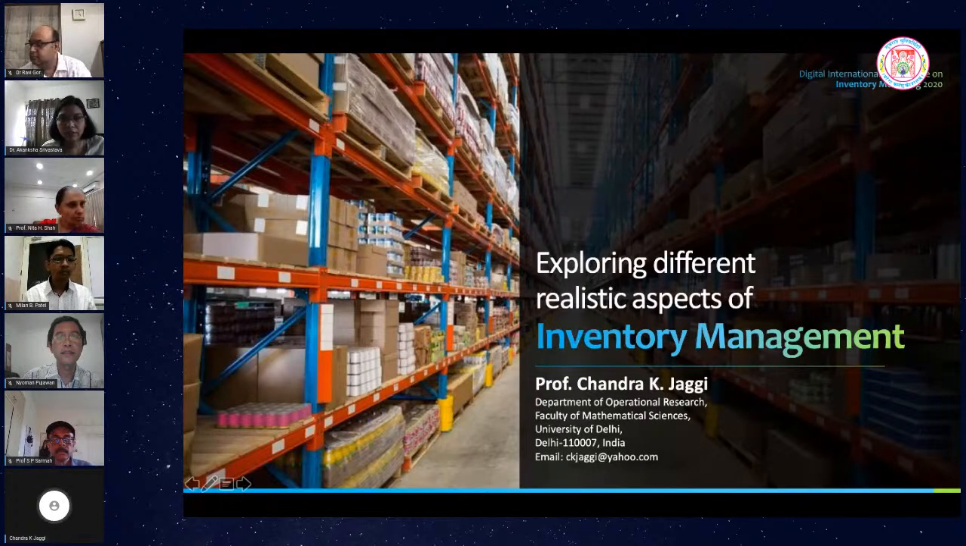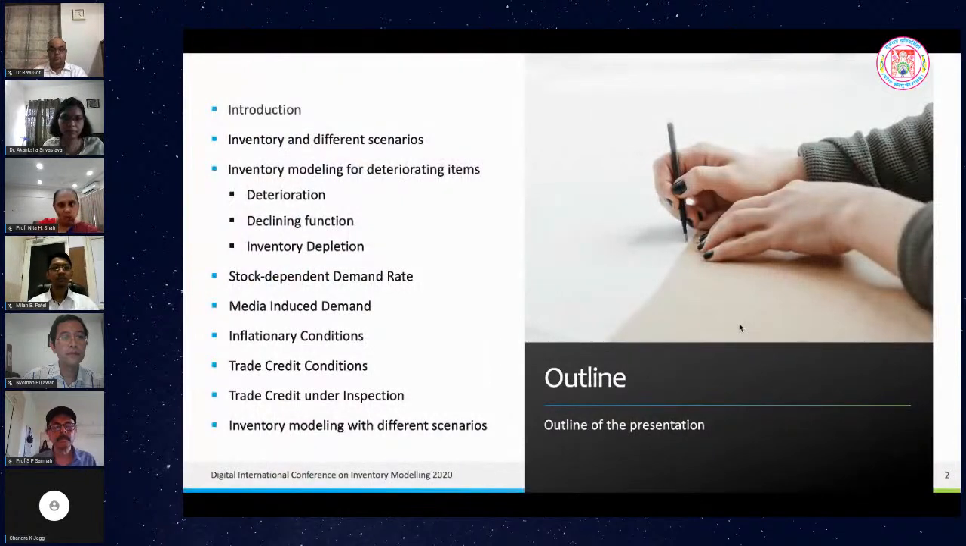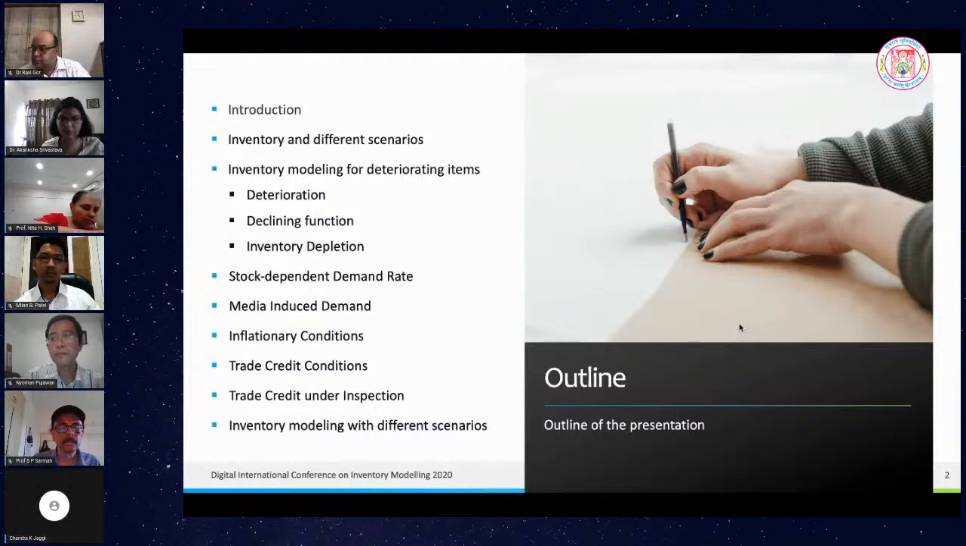So, with due apologies because of some problem at my end, I was not able to connect with you all. So, I will speak on exploring different realistic aspects of inventory management. Next, please. So, this is the introduction, what inventories are, and then we try to look into different ways of how the inventory can be managed under different scenarios. Next, please.